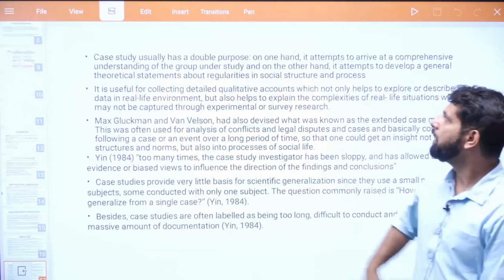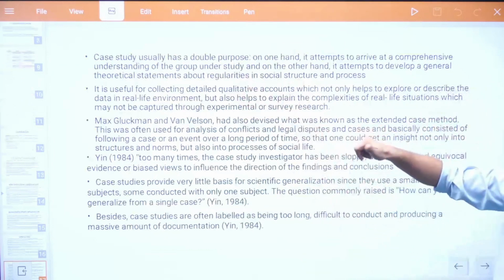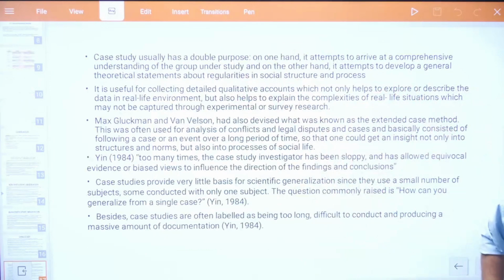Now, it has two purposes, basically double purposes. On one hand, sir, please use some Hindi also.